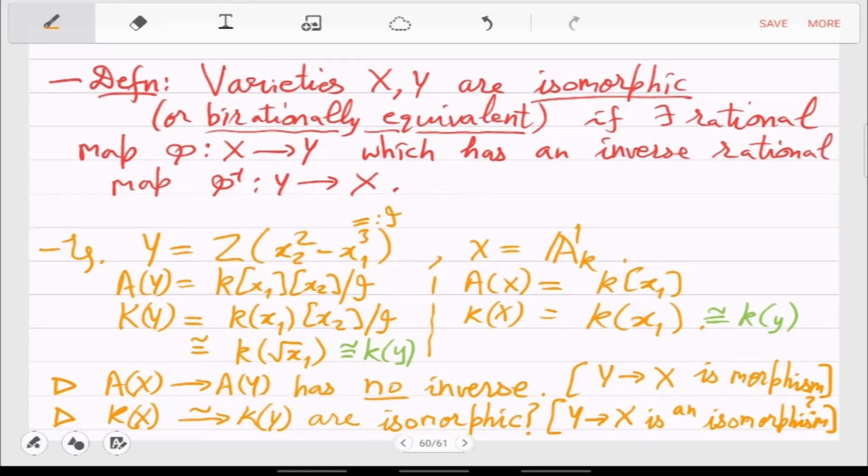No, the definition was just saying have an inverse. So X and Y are called birationally equivalent, or maybe we can also say just birational, if there is a phi and there is a phi inverse, which can be further described. What it means is that you apply phi on X, you get to Y, and then you apply phi inverse. So this should be the identity.